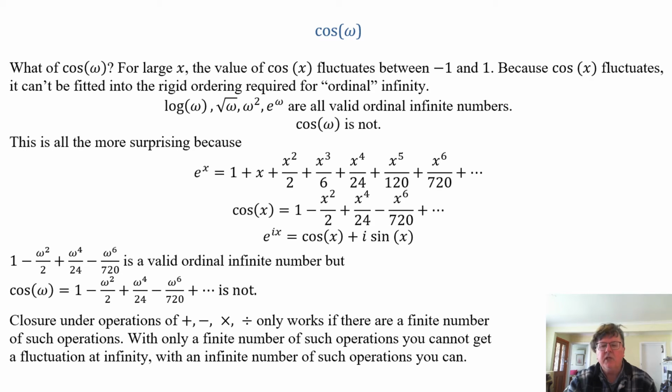Now what that means is that closure under operations of plus, minus, times and divide only works if there are a finite number of such operations. With only a finite number of such operations, you cannot get a fluctuation at infinity. Whereas with an infinite number of such operations, you can.